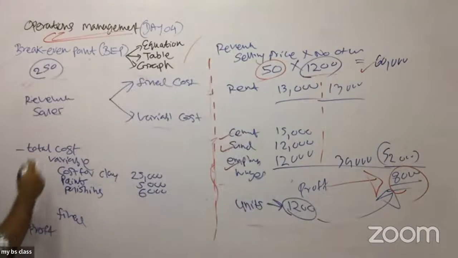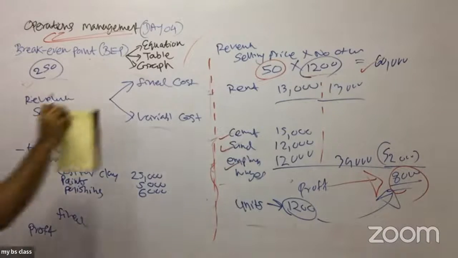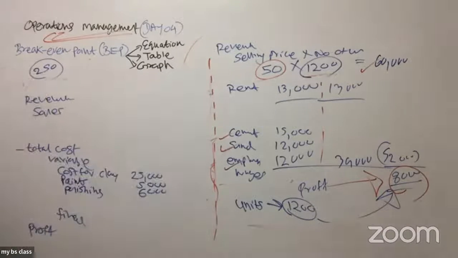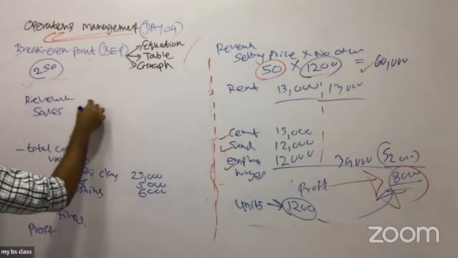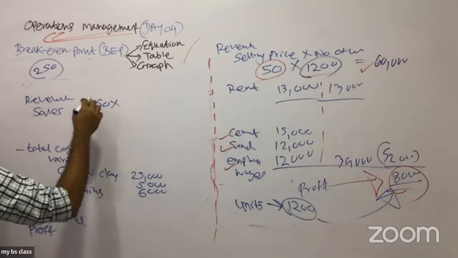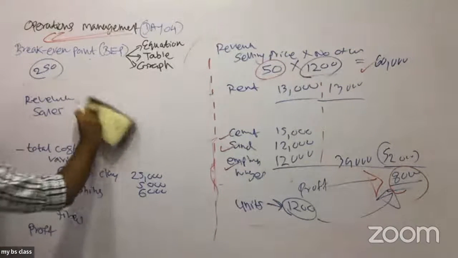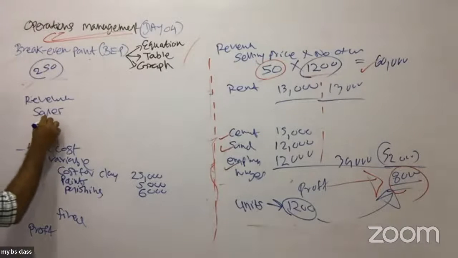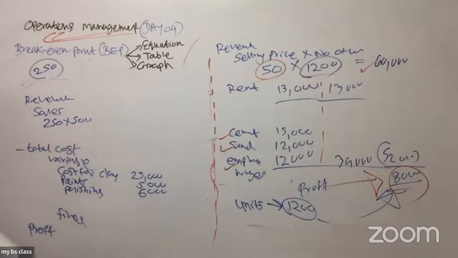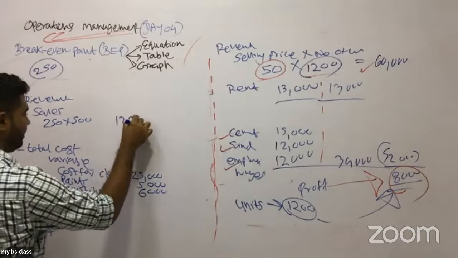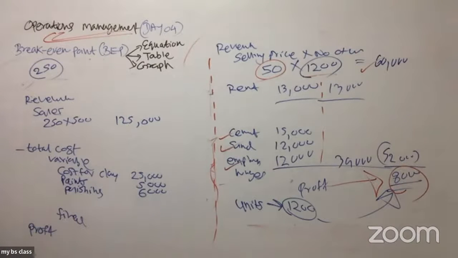So we can get the revenue. What is the revenue then? Number of units into your selling price, which is 500. Number of units into unit price 500 gives 125,000. So your total income here is number of units into unit price.